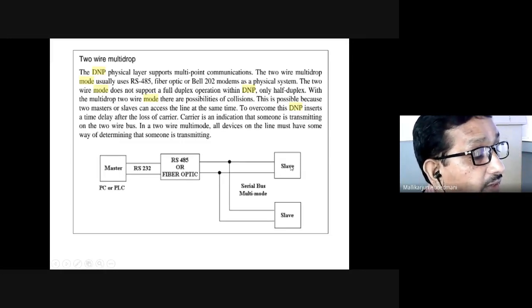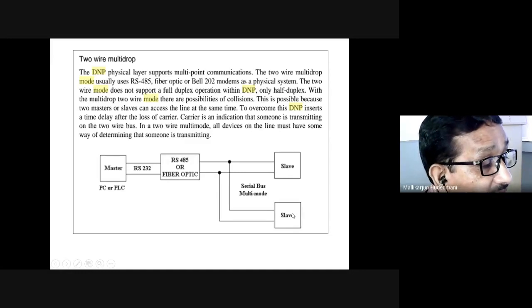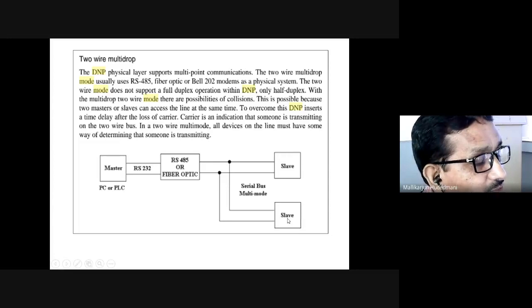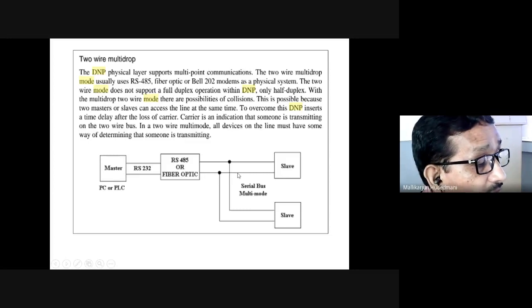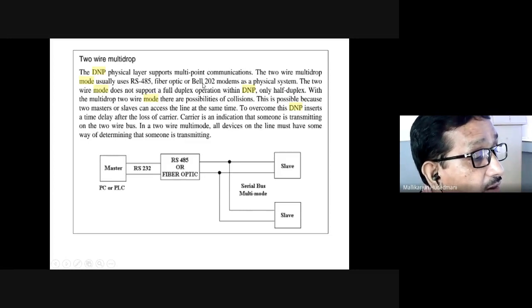device number 1, device number 2, device number 3, first. Only that device will accept the communication; the rest of the devices will not respond, they ignore it. Therefore, RS-485 is the communication protocol which is used there. Fiber optic or Bell Laboratories 202 modems are used in the physical system.